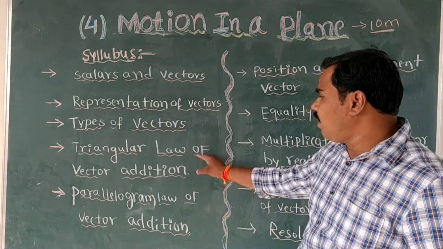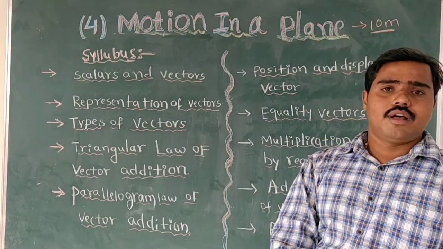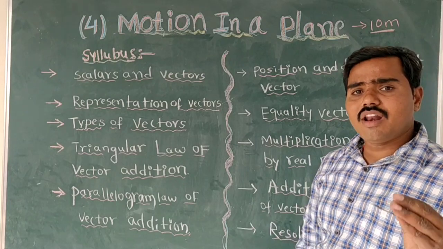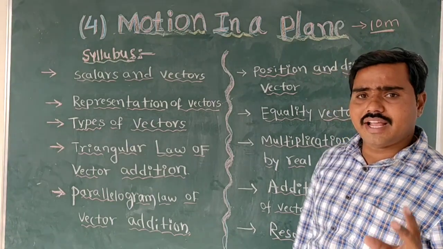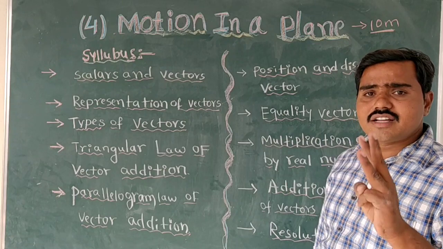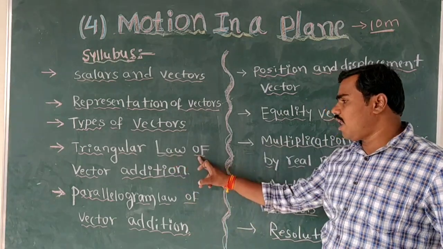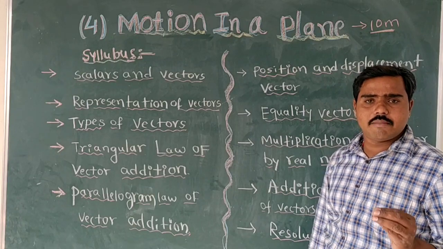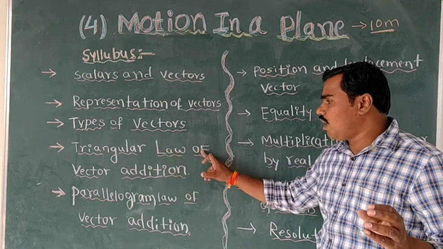Next one, triangular law of vector addition, by applying Pythagoras law. What is the meaning of triangle? The triangle consists of sides. Triangular law of vector addition. Addition is nothing but adding. Triangular law of vector addition.